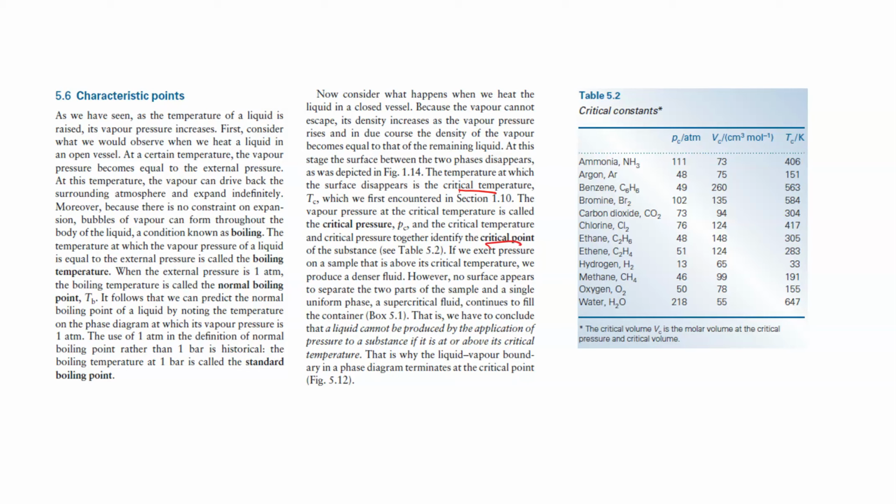If we exert pressure on a sample that is above its critical temperature, we produce a denser fluid. However, no surface appears to separate the two parts of the sample, and a single uniform phase, a supercritical fluid, continues to fill the container. That is, we have to conclude that a liquid cannot be produced by the application of pressure to a substance if it is at or above its critical temperature. That is why the liquid-vapor boundary in a phase diagram terminates at the critical point. Table 5.2 actually shows a sequence of critical constants associated with different compounds.